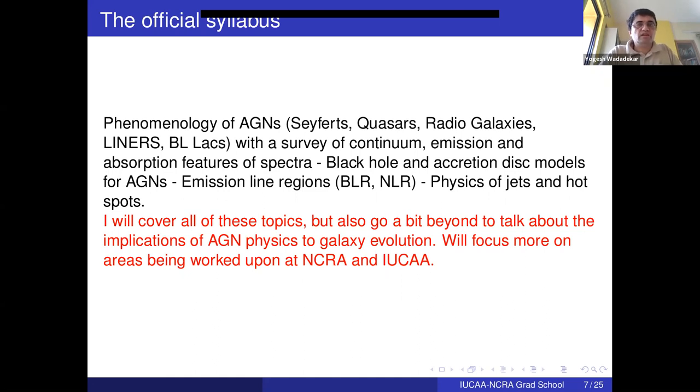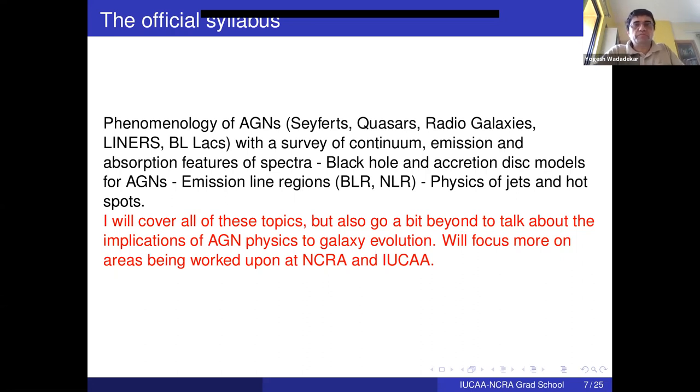Here's the official syllabus for this course. It starts off with phenomenology of various kinds of active galactic nuclei: Seyfert galaxies, quasars, radio galaxies, LINERs, BL Lacs, etc. And with a broad survey of continuum emission and absorption features of the spectra of the AGN. The spectra of AGN, it turns out, are very rich in the ultraviolet and optical bands, and less rich in lines in the other bands. So our analysis will focus mostly on the UV and optical spectra.